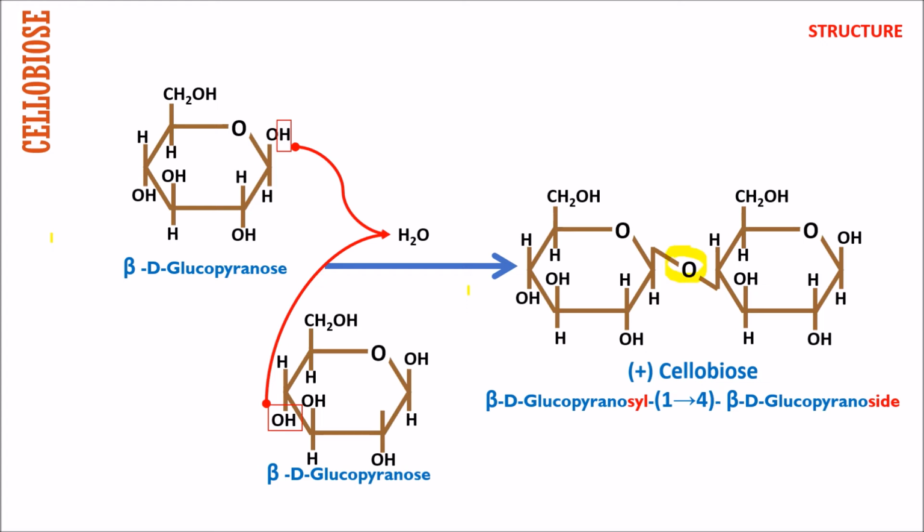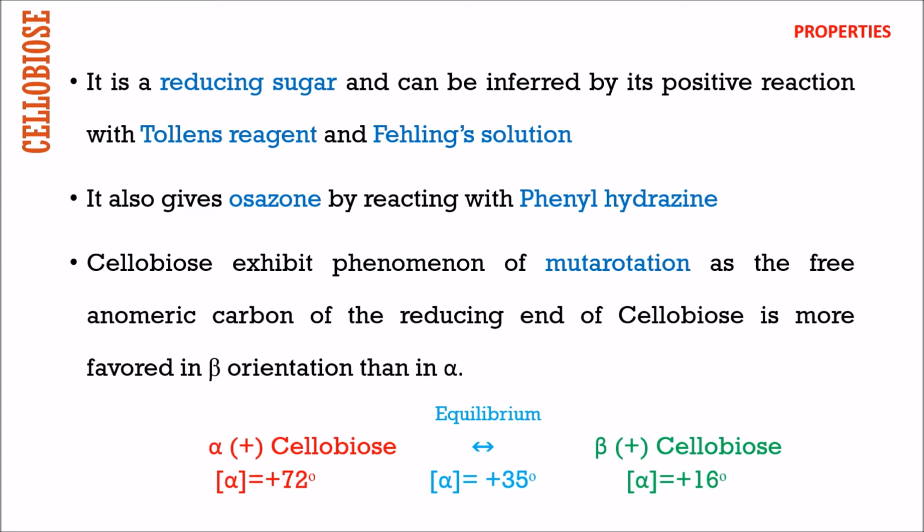This is the structure of cellobiose, and the nomenclature of cellobiose is beta D glucopyranosyl 1,4 linkage beta D glucopyranoside. Now let us see the properties of cellobiose. It is a reducing sugar and can be inferred by its positive reactions with Tollens reagent and Fehling solution. It also gives osazone by reacting with phenylhydrazine.